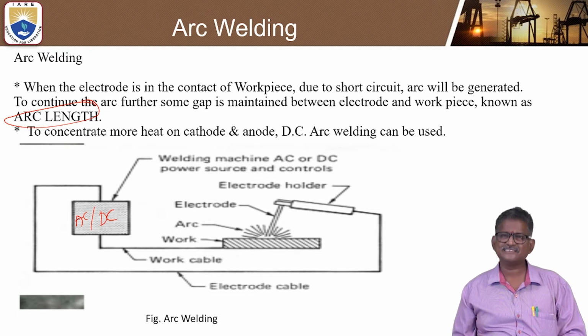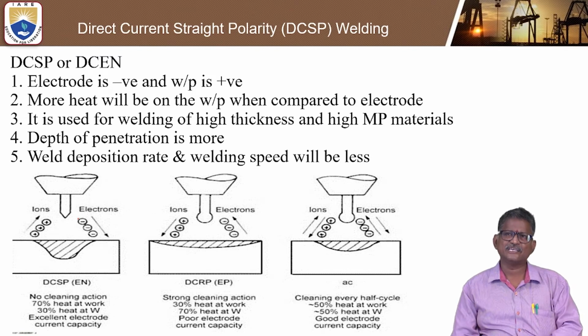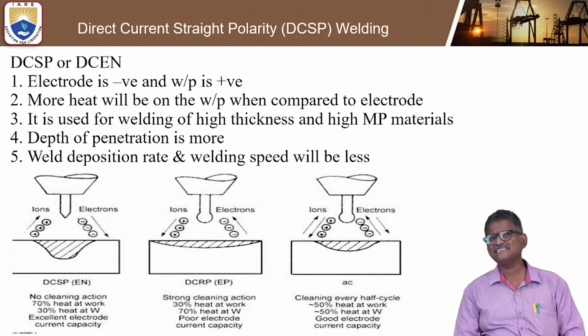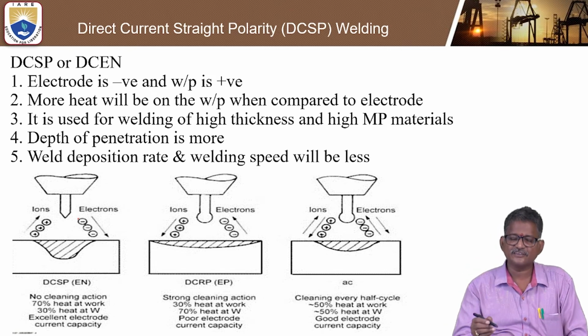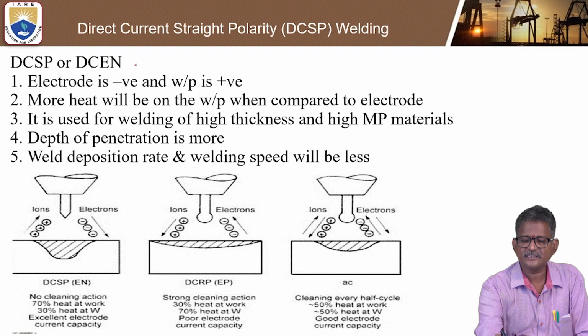Okay. Now let us see direct current straight polarity, DCSP. So direct current straight polarity, or we can also call it DC electrode negative.